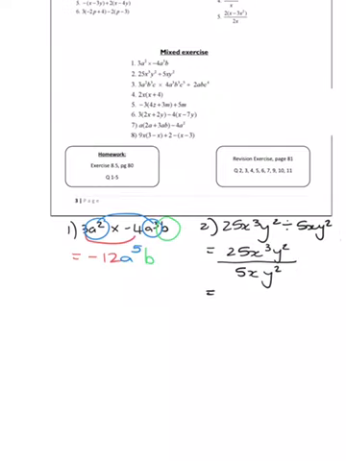So 25 divided by 5 is 5. Leave the remainder on the top. X cubed, x to the 1. When we are dividing, we subtract the exponents. And when we have the same thing top and bottom, we subtract the exponents. It becomes 0. Anything to the power of 0 is 1, so we leave it off. So 5x squared.